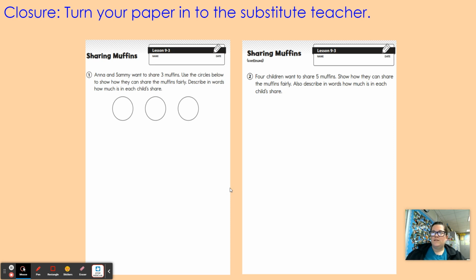All right, this just says that you need to turn in your paper to the substitute. So please make sure that your name is on your paper. It doesn't matter if it's on the front or back or both sides, but please give it to your substitute. All right, and then you can go on to your next activity in Canvas.